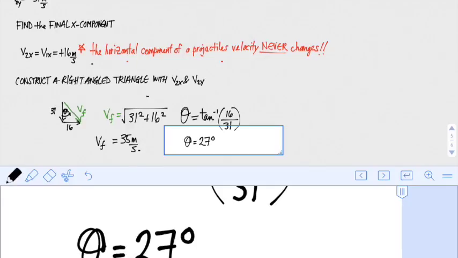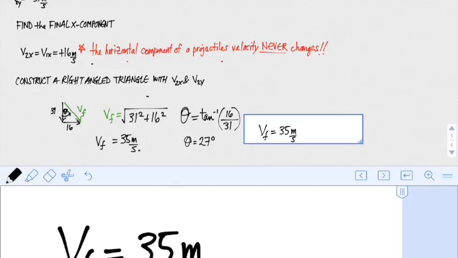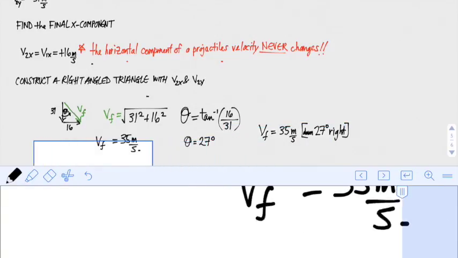So now it's time to report our final velocity with both its magnitude and its direction. We said its magnitude is 35 meters per second, and its direction is 27 degrees to the right of down. Use these steps to determine the final velocity of any projectile motion.